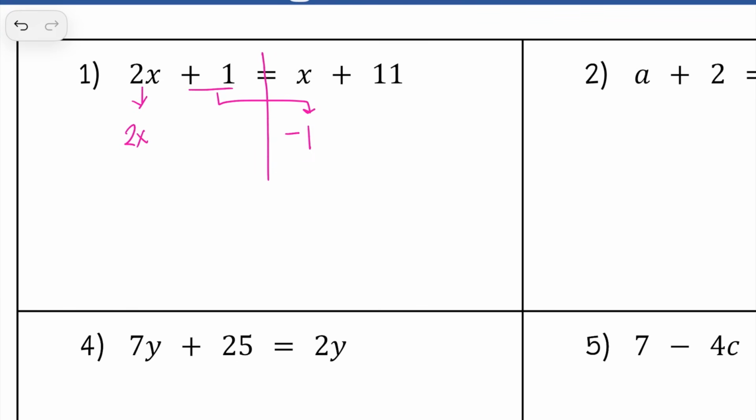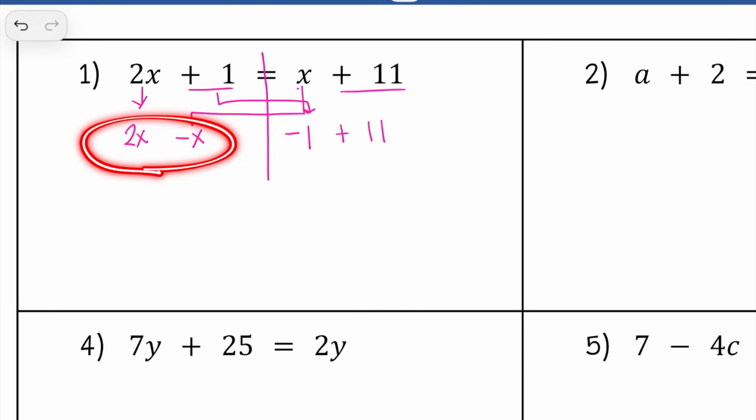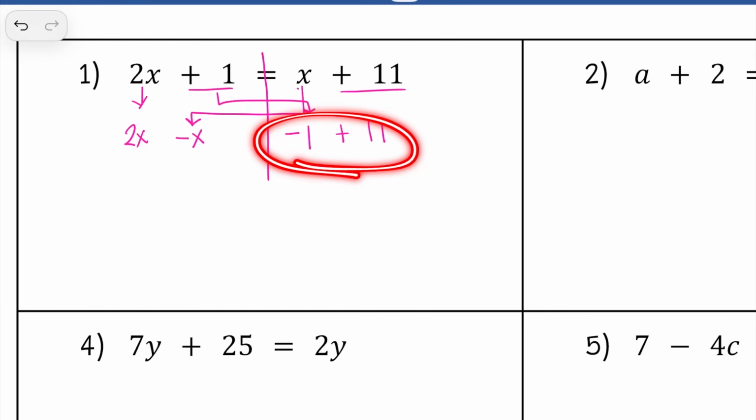Next, we have this x. He's also on the wrong side, so I'm going to move him over here, and his sign is going to change since we crossed the vertical line. So instead of being positive x, it becomes negative x or minus x. The plus 11 is on the correct side, so he's going to just stay exactly like he is. Bring him straight down, and he stays plus 11. Now you have all of the variables over here on the left. You have all of the constants over here on the right.